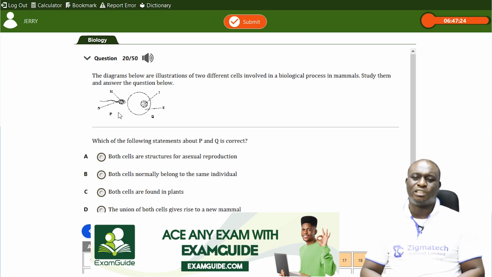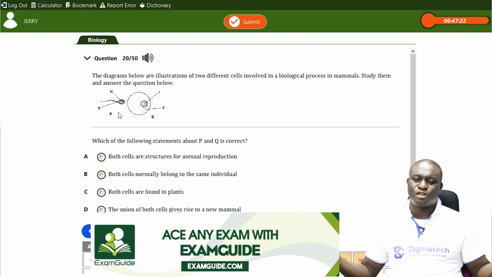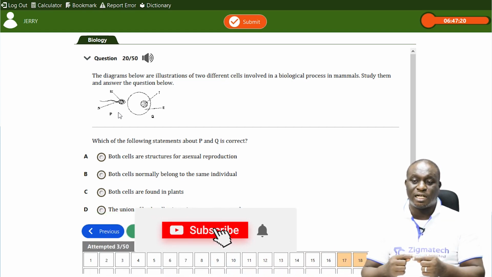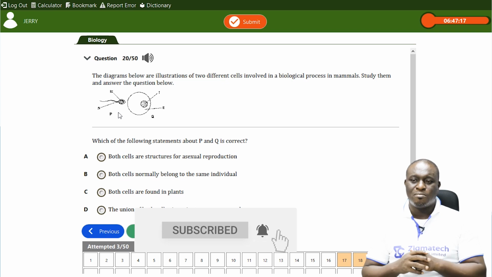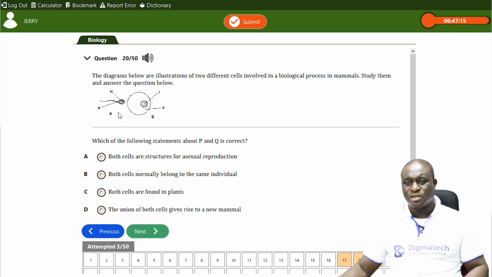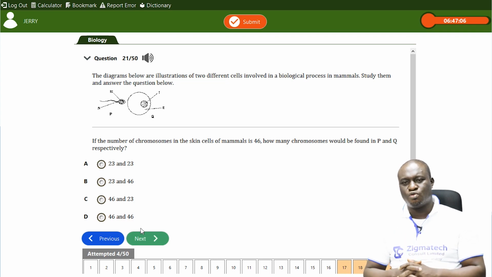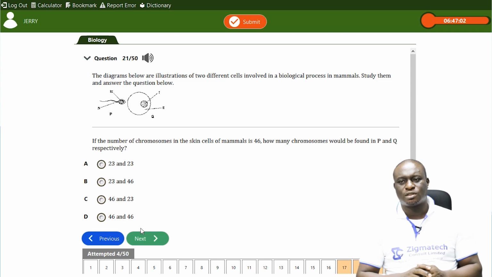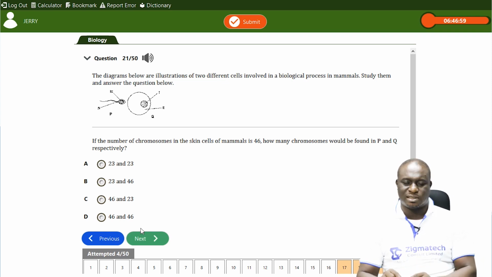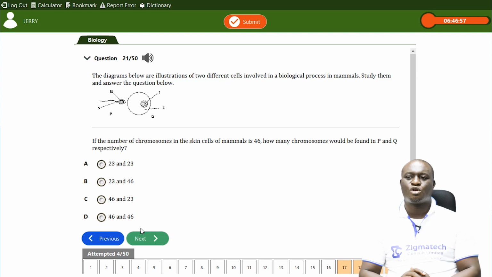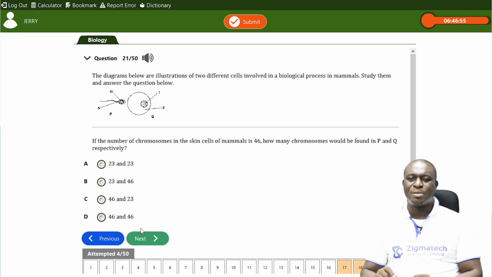And then option D, the option says the union of both cells gives rise to a new mammal, and that is very correct. So our correct answer here is D, option D. Next question. Still also on reproduction. They said if the number of chromosomes in the skin cells of a mammal is 46, how many chromosomes will be found in P and Q respectively?